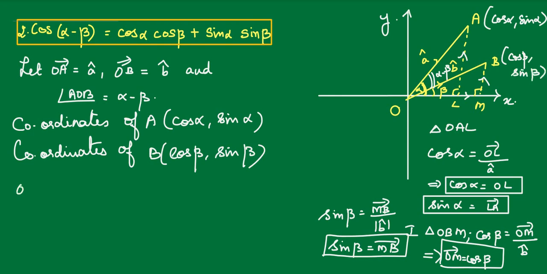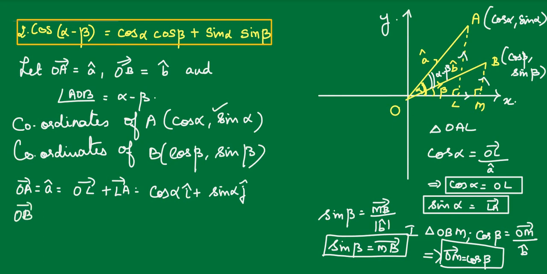Now let us write what OA vector is. OA vector is equal to A cap, which is equal to OL vector plus LA vector as in the previous problem. From the coordinates, we can write that as cos alpha i cap plus sin alpha j cap, where i and j are the unit vectors along the x and y axis. OB vector is equal to B cap, which is equal to OM vector plus MB vector, so that is cos beta i cap plus sin beta j cap.